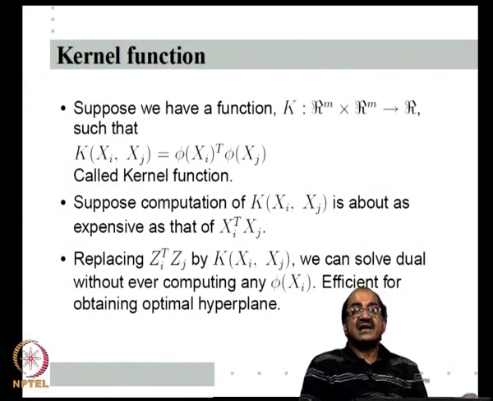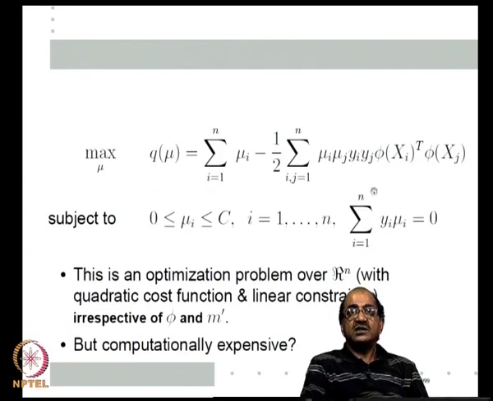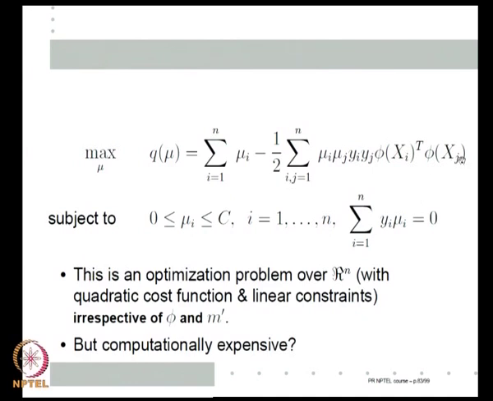Then replacing Zi transpose Zj by k(xi, xj), we can solve the dual. This is my dual. Phi(xi) transpose phi(xj) is k(xi, xj). So, instead of phi(xi) transpose phi(xj), I put k(xi, xj) here. k(xi, xj) is much less computationally expensive than phi(xi) transpose phi(xj), which means I have solved at least the computational problem of calculating phi(xi) and phi(xj) while learning the mu's.